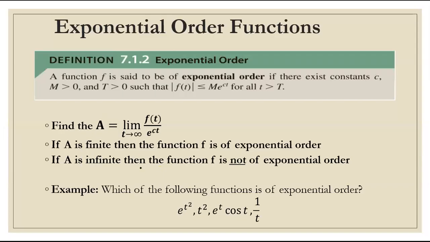So the first function, I think, is e to the t squared. You need to check if e to the t squared is of exponential order or not. So you have to take the limit of your function divided by e to the ct when t tends to infinity, and you have to decide if this limit is finite or not. What do you think? How to find this limit?